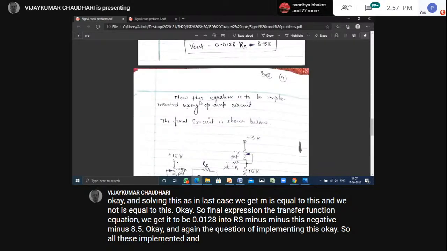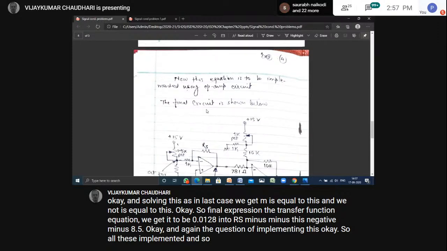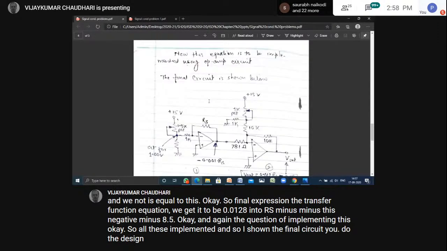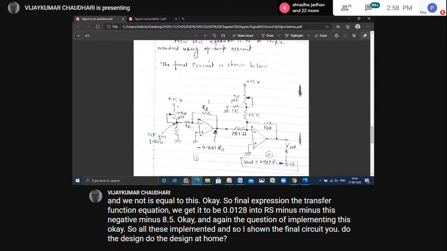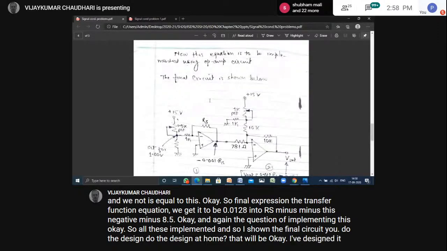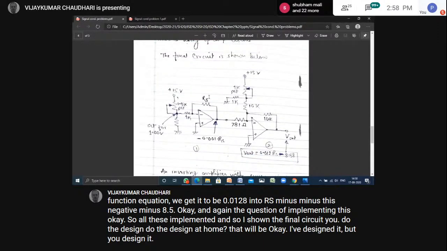So I have shown the final circuit. You do the design at home. That will be homework. I have designed it, but you design it at home. Okay, see the final circuit. How is it?